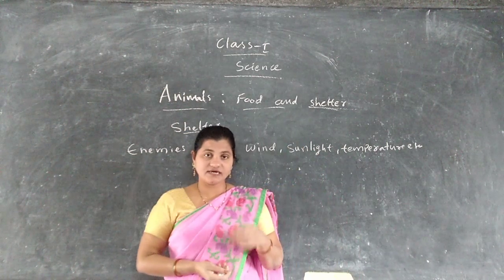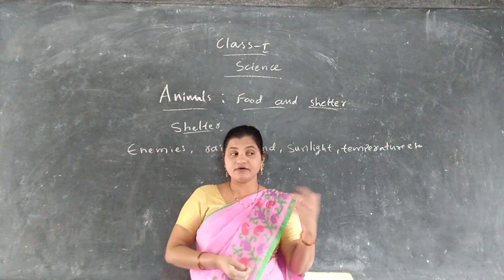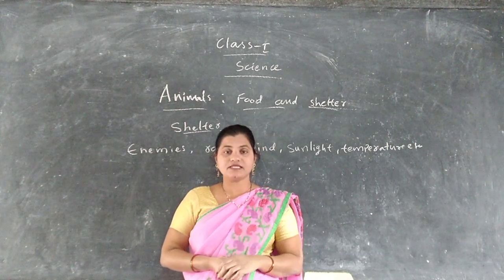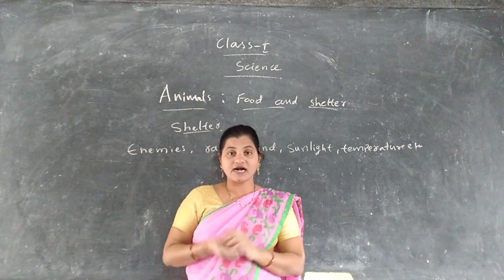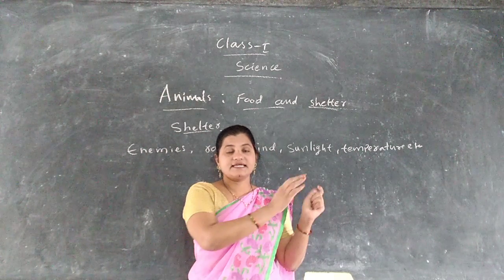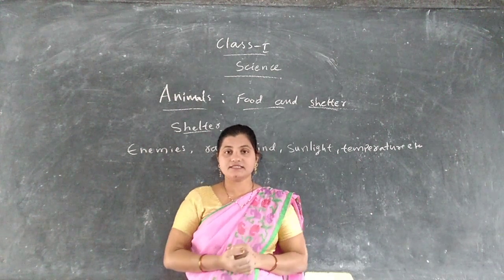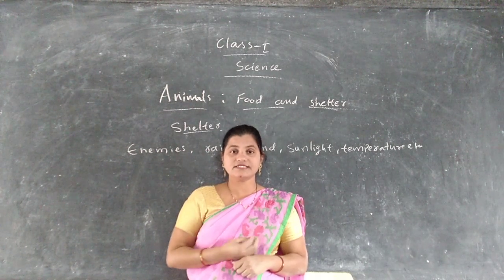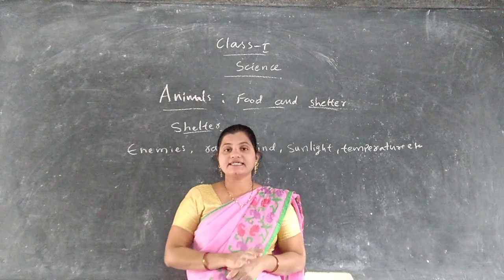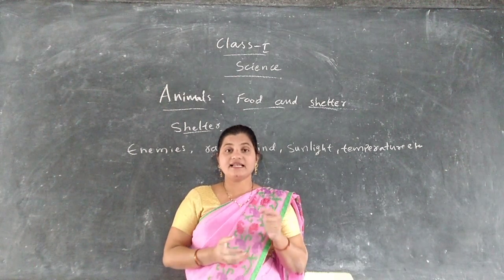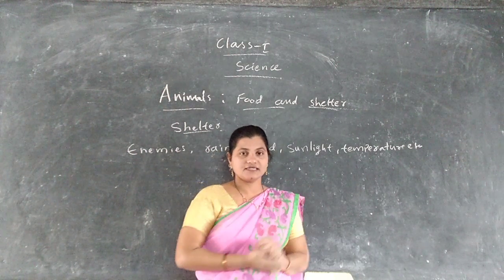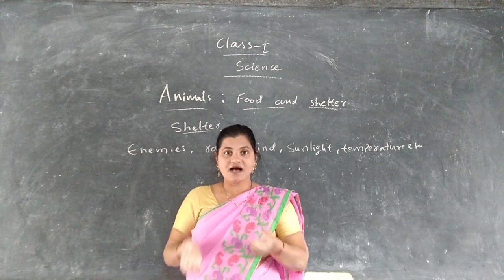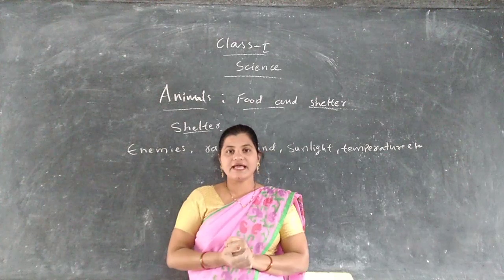Suppose we have a domestic animal in our home, then we also construct a shelter for them. Suppose we have a cow, then what will we do? We will construct a shed for the cow. Otherwise, suppose goats are there, we will construct one shed for the goats, sheep, cow, buffalo. Next, for a dog, we prepare a kennel, a small house. If we have hens, then what do we do? We purchase big baskets, or make small houses for the hen and chicks.